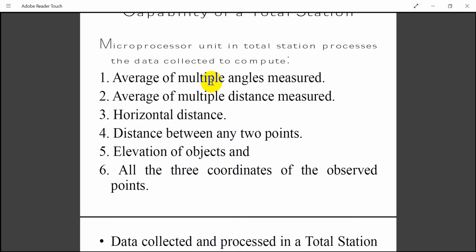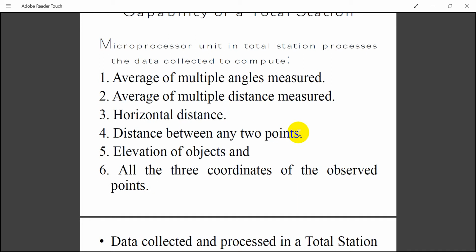Accuracy. Horizontal distances. Distance between any two points means the sloping distance, not the horizontal distance. Sloping distance: one point lies at one level, another point lies at another level. You can directly take the distance. That is the only primary method of the total EDM instruments.